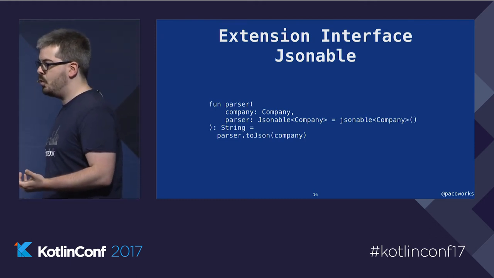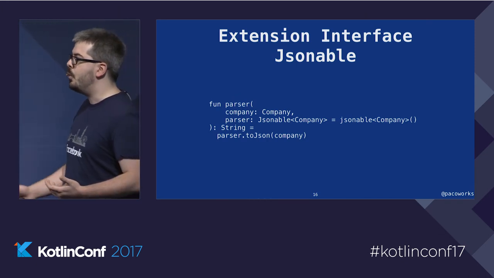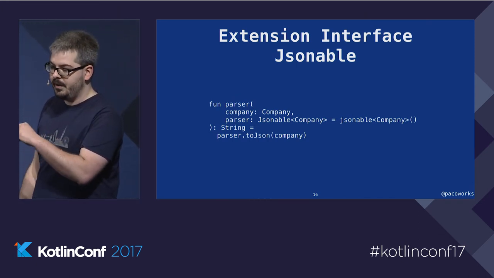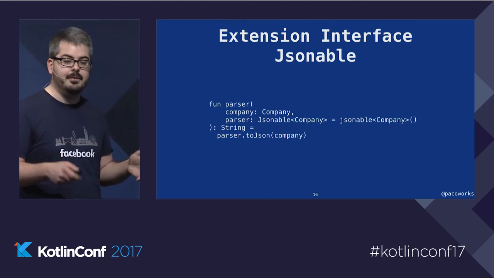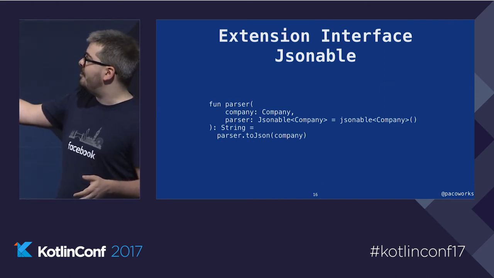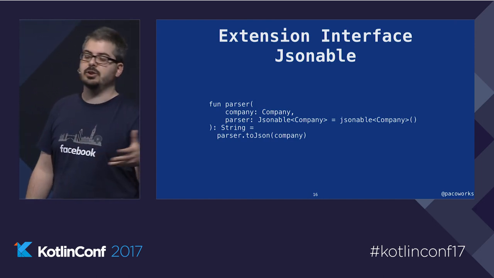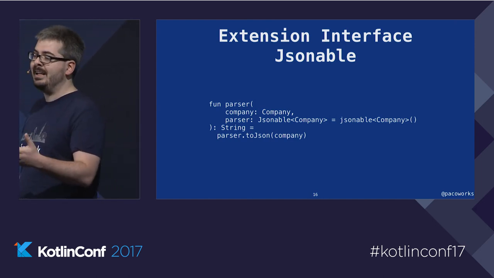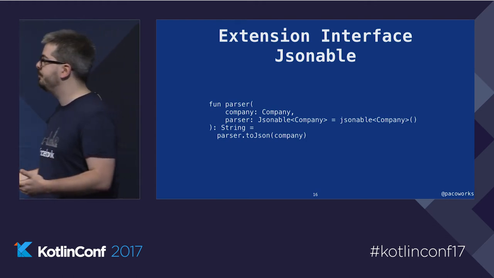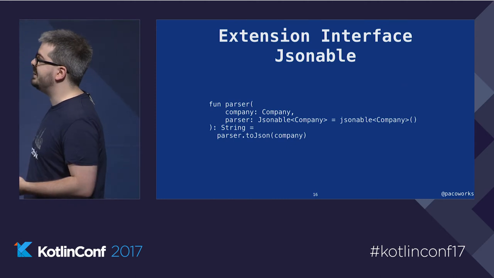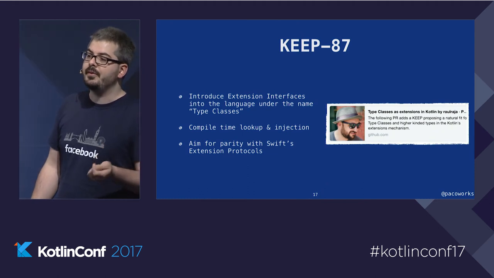So we have done a proposal to the KEEP system, the way the language evolves, to add this concept of type classes baked into the language, where, if you've used Swift before, you can just say, we're going to have a parser for type T, where T implements an extension function. And as long as the extension interface is being imported, you can use it. And the name is KEEP 87.